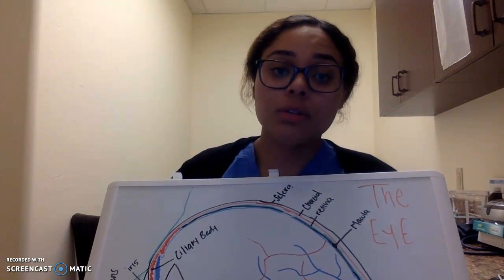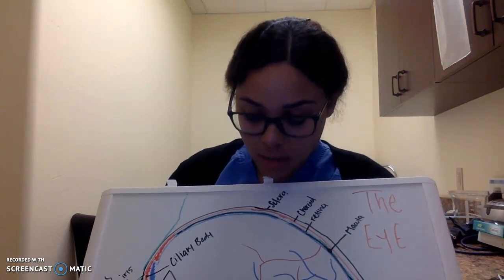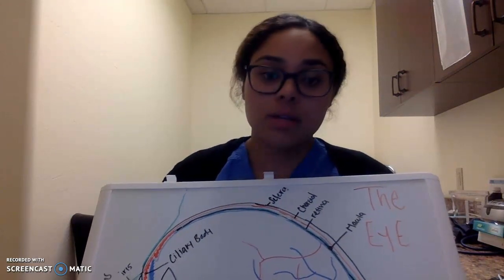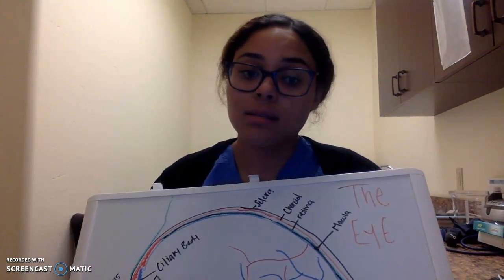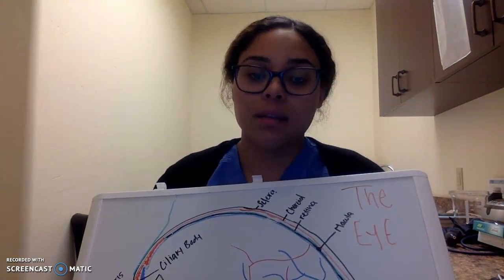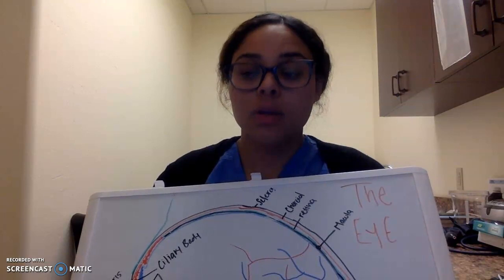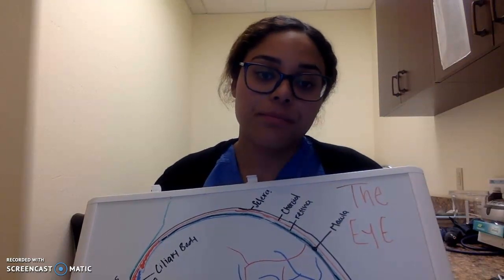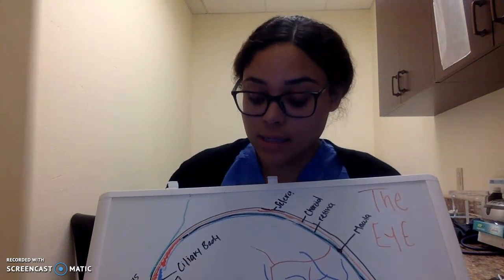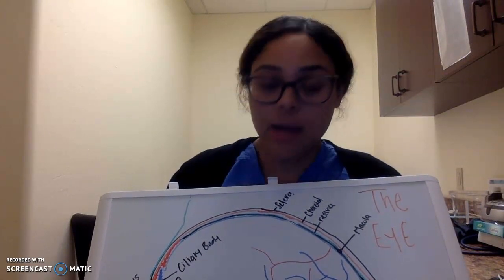To test for presbyopia is a basic eye exam, and to correct it, treatment is corrective lenses, contact lenses, surgeries, or you can get lens implants for presbyopia. That's an extreme case. And lastly, it's going to be dry eyes.